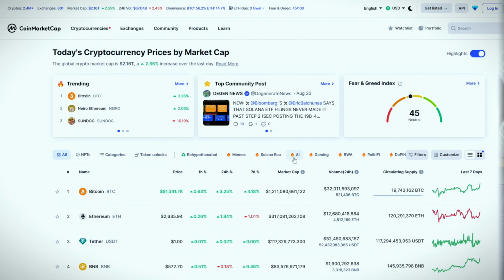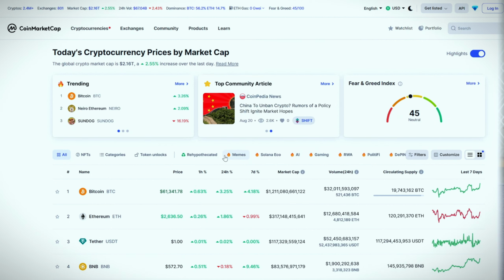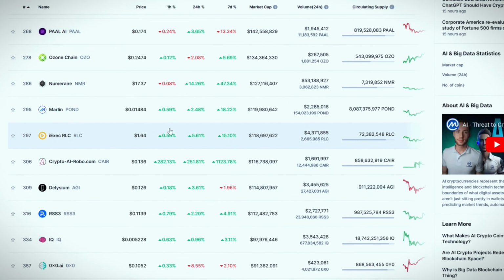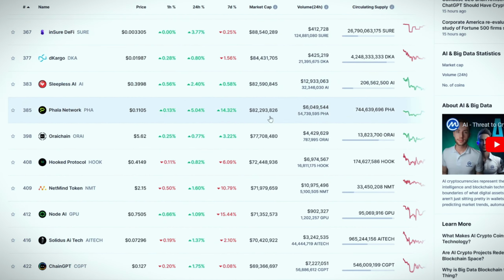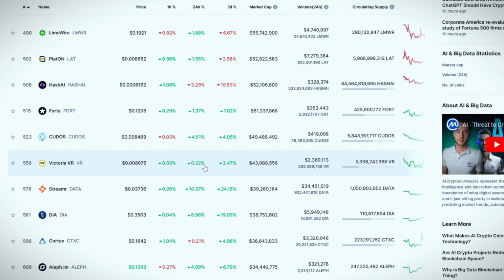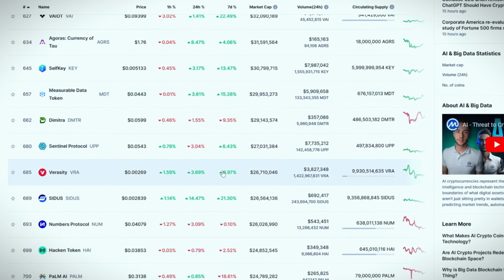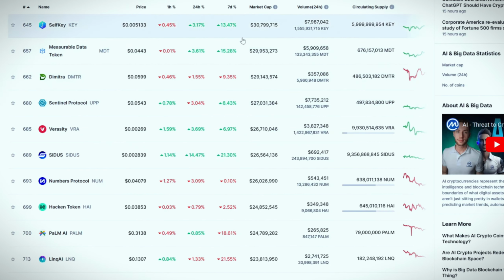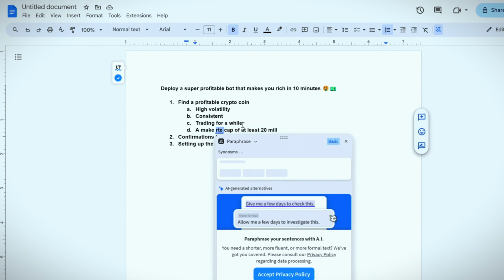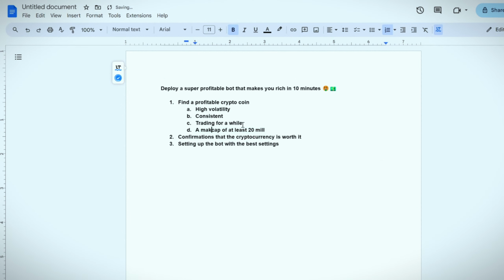So what I like to do is I like to come to the AI section, or if I'm feeling quite risky, then I go to the meme section. But for now, let's go to the AI section. Now, I'm not going to be looking at the first ones because they usually have tons of market cap, meaning the volatility is not going to be as high. And we want something that has quite good volatility. And we can start searching for the market cap. Like I put in the document, I want something that has a market cap of at least 20 million.